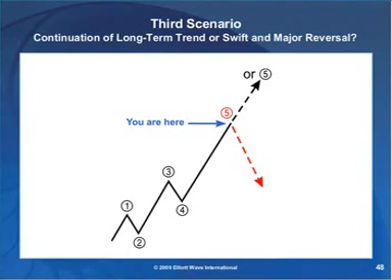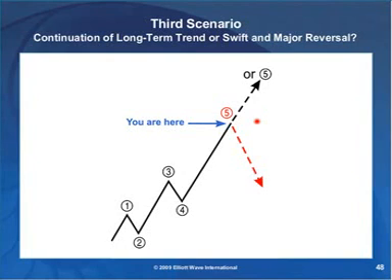Continuation of the long-term trend, or a swift and major reversal. This is a situation. You're right here. You've done primary waves 1, 2, 3, 4. You're in 5. You're way up there. Like, let's say, oil is a good example. And you want to do something here, but it's tough.